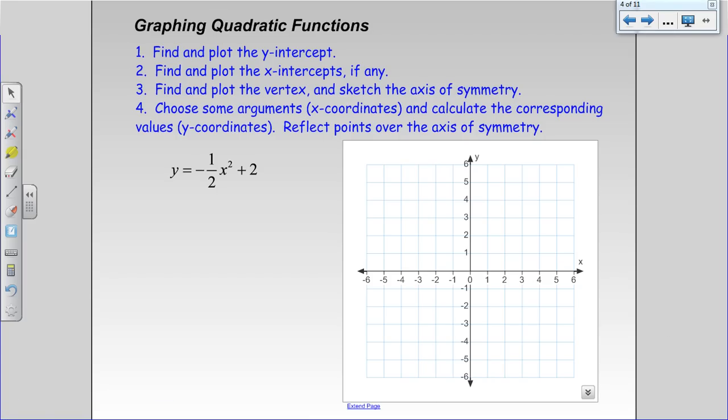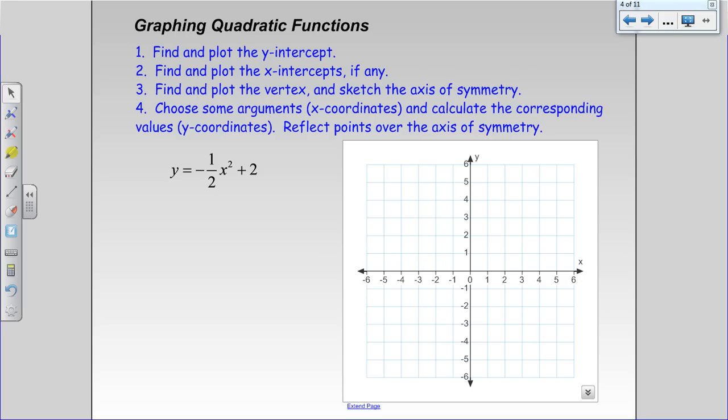Now let's look at some examples of how to graph quadratic functions. The basic steps are to find and plot the y-intercept and the x-intercepts, if there are any. Then we'll find and plot the vertex and sketch the axis of symmetry. And finally, we can obtain additional points on the parabola by choosing some arguments, x-coordinates, and calculating the corresponding values of the function, the y-coordinates.